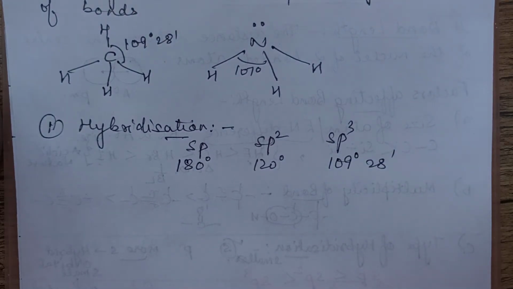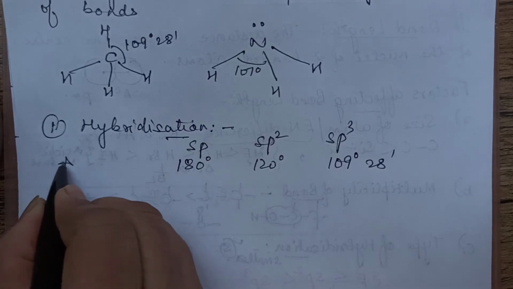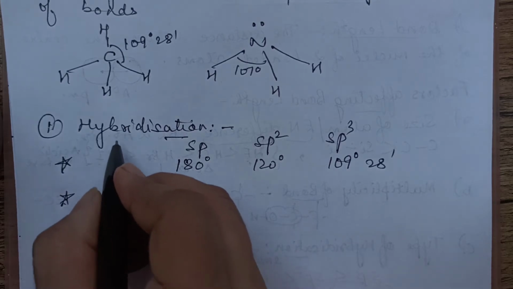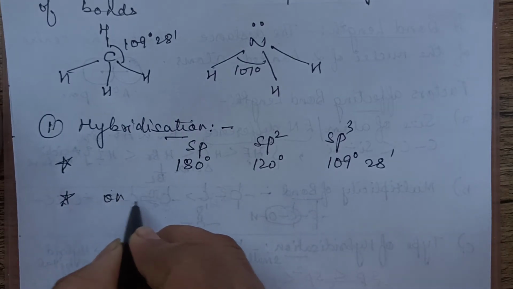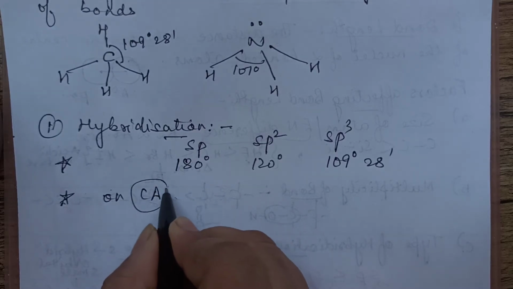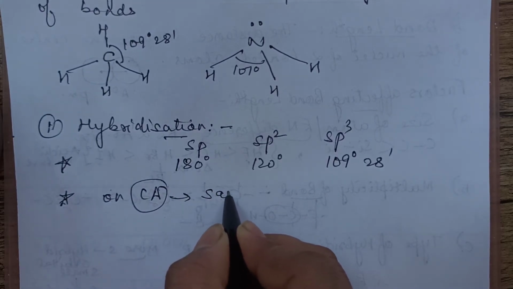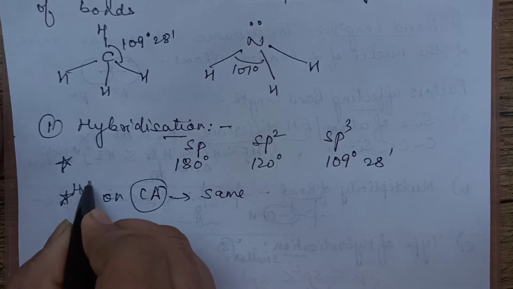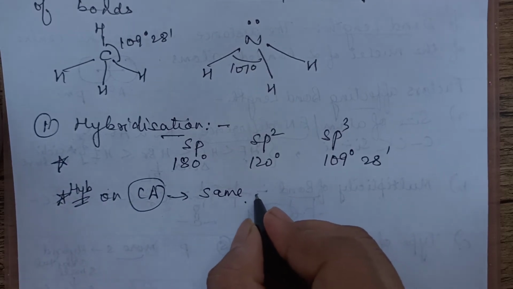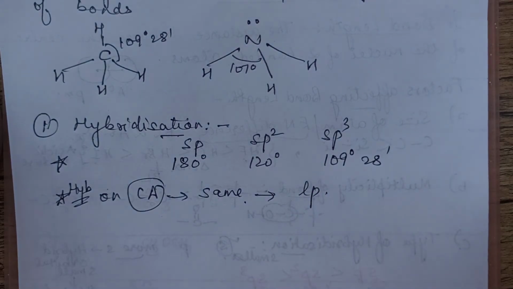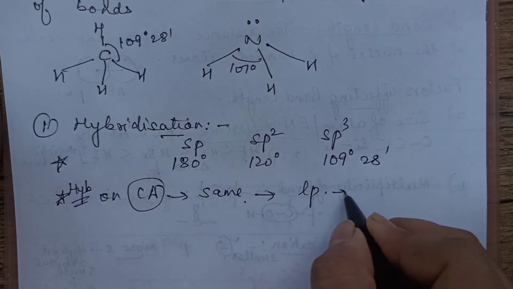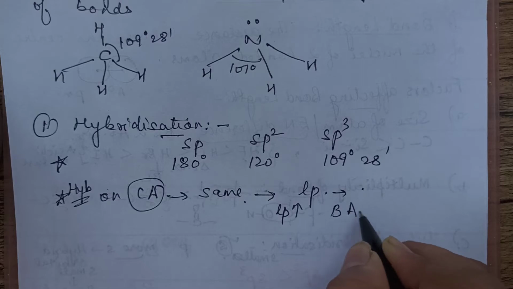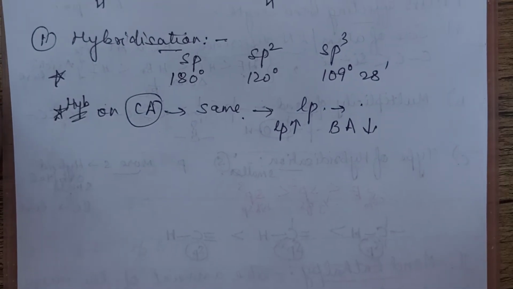So first you check the hybridization on the central atom, and you will come to know the bond angle. Second idea: you check the hybridization only on the central atom. And if you find the hybridization on the central atom is the same in the 2 given examples, then you check the lone pairs. So what we say here is, the more the lone pairs, the less the bond angle will be.